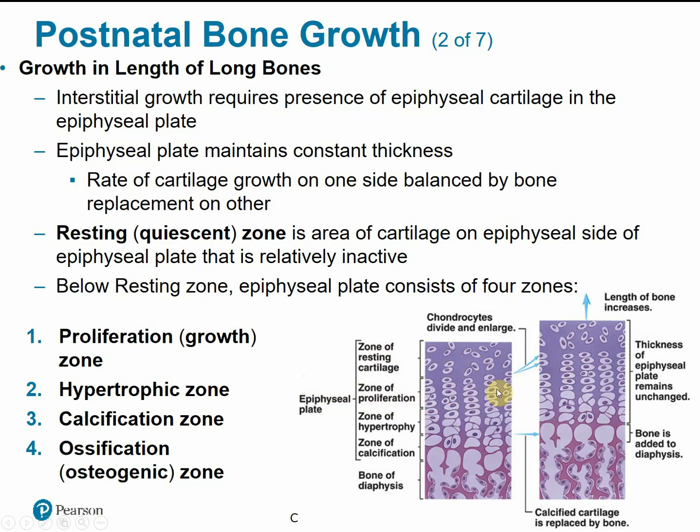So the cells will just start to grow and divide. Below that is the hypertrophic zone. So the cells will start to enlarge and increase in size, followed by the zone of calcification. So now they're starting to calcify and harden. And finally, the ossification or the osteogenic zone, where we have new bone cell formation. So the end result is the cartilage is replaced by the bone, and the overall length of the bone increases.